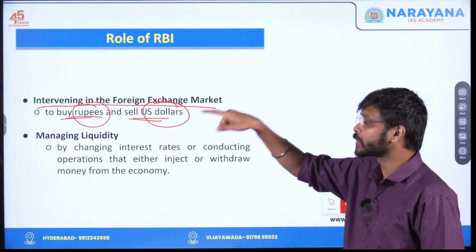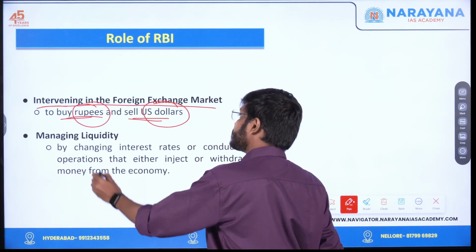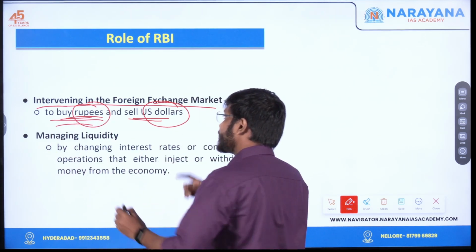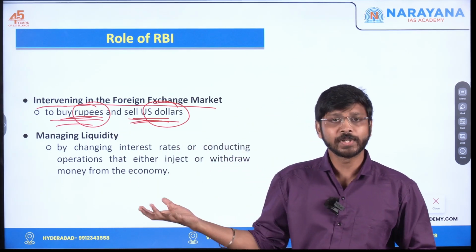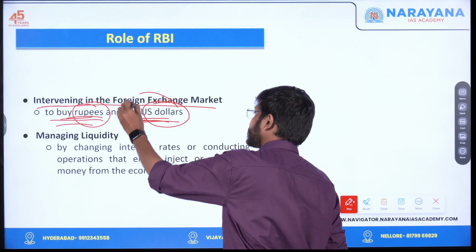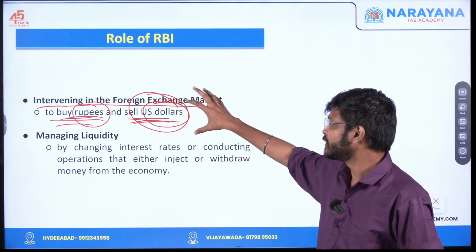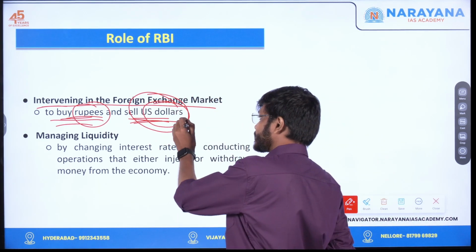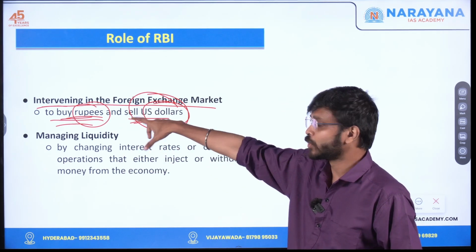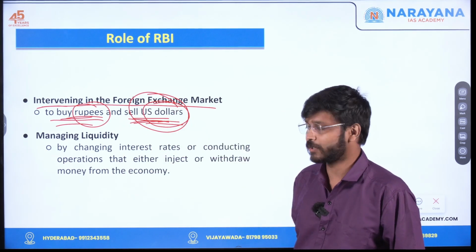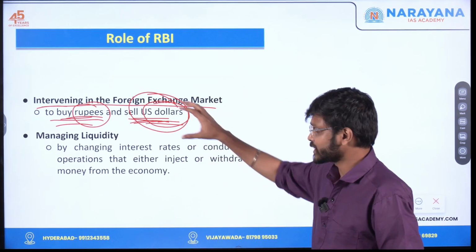Okay, so they want to reverse it. Someone should interfere so that it can be reversed. So what will RBI be doing? They'll be buying rupees and selling US dollars. How is it possible? Because RBI has forex reserves. They have a lot of US dollars at their discretion. So with that, they'll be buying the rupees and selling the US dollars, so that there'll be some balance in this market.